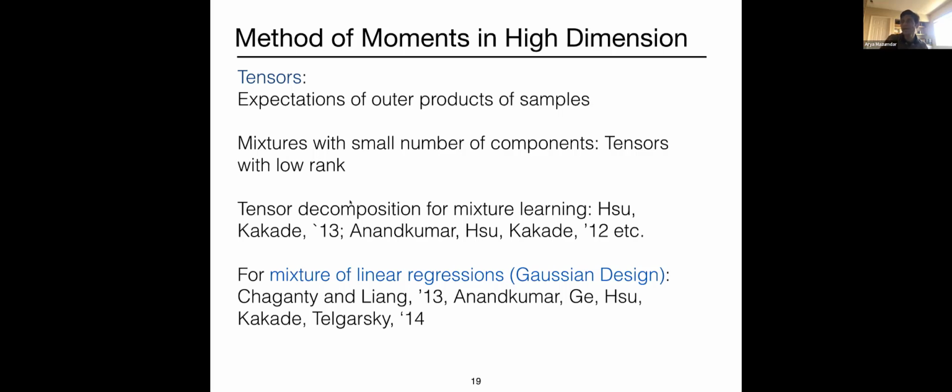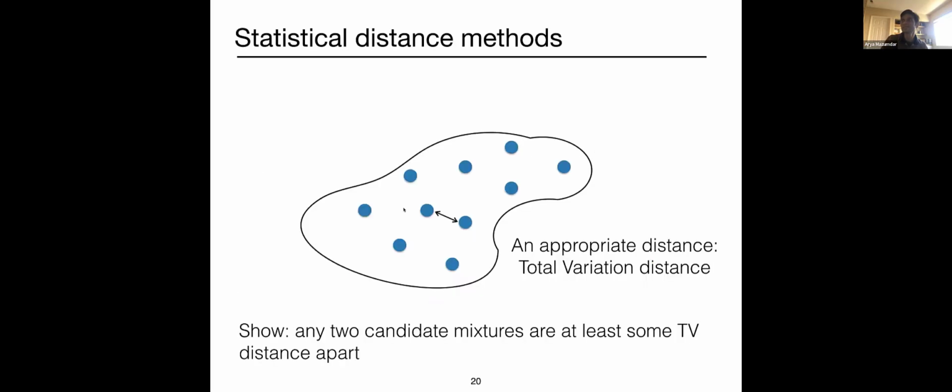So there is yet another method for this, and this is the statistical distance method. The statistical distance method is relatively new. Again, I think it started from this paper by Belkin and Sinha, but then it was not well developed. It is still developing, as a matter of fact.